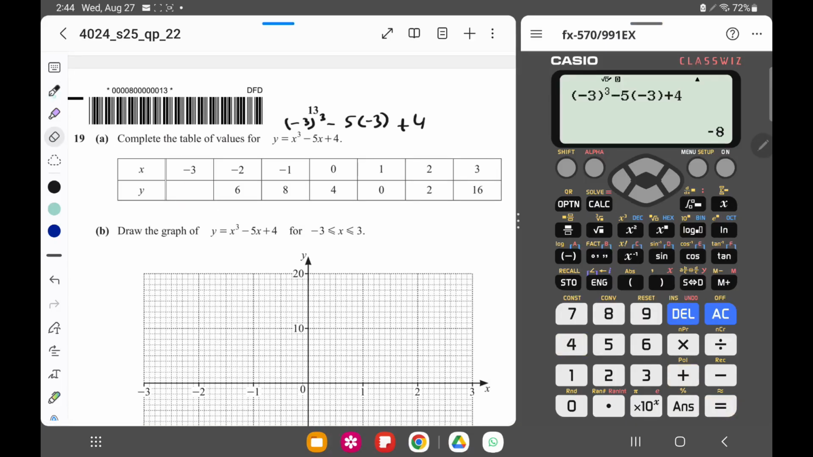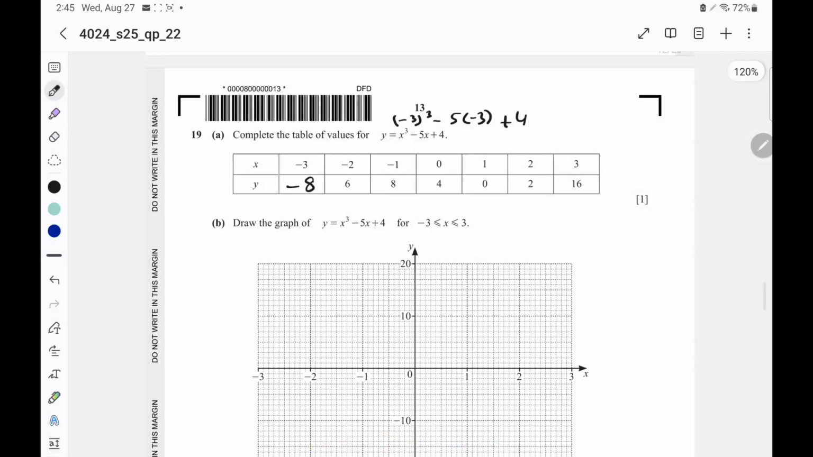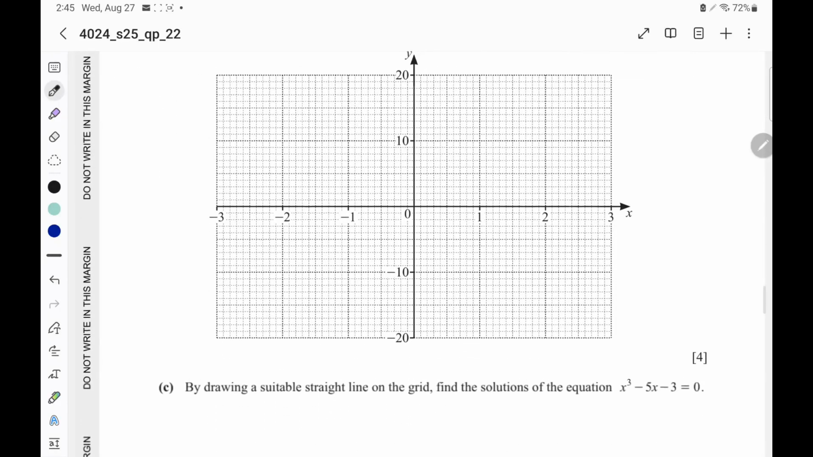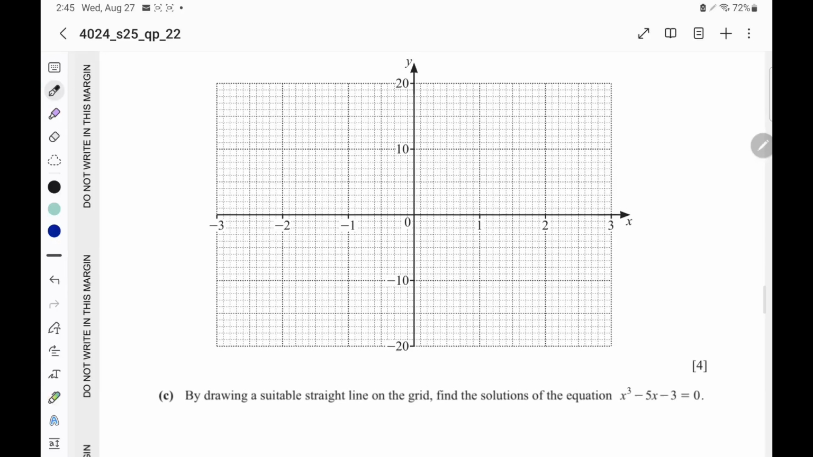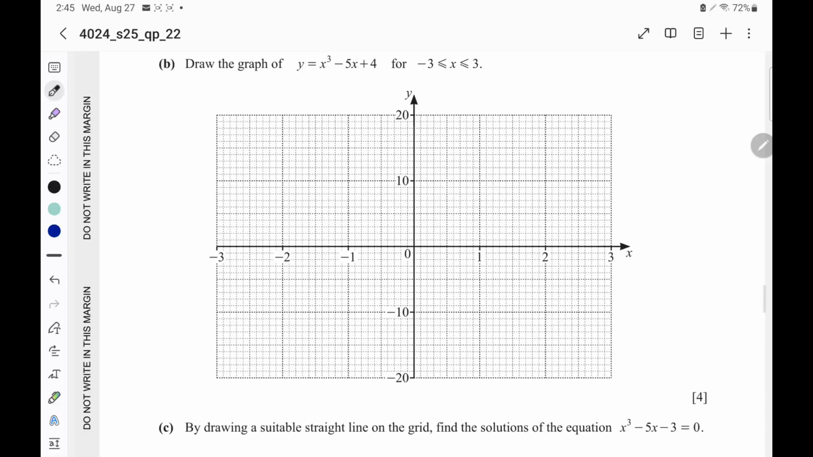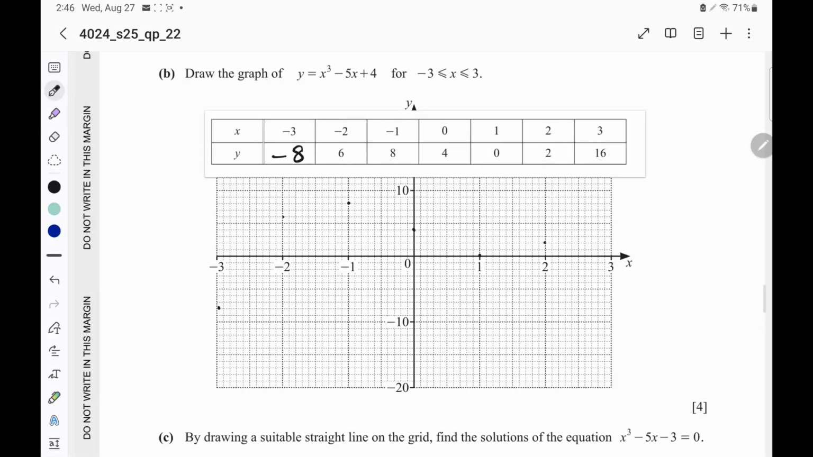So the value for y is minus 8, and it's a cubic equation. Now we are going to draw the graph of x cube minus 5x plus 4 for minus 3 to 3. Right now I'm just plotting all the coordinates here, and then we draw a suitable straight line on the grid to find the solution. This is a 3 marks question, and 4 marks is for drawing. So just quickly draw and plot all the points, then join them with a smooth curve, not with the ruler.